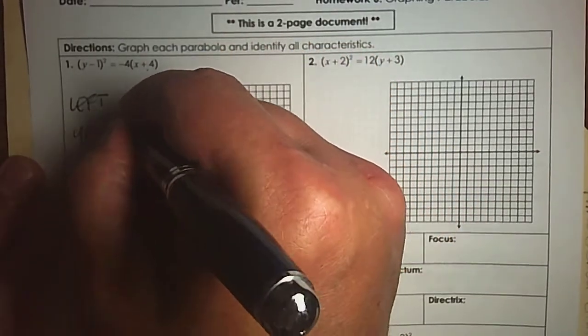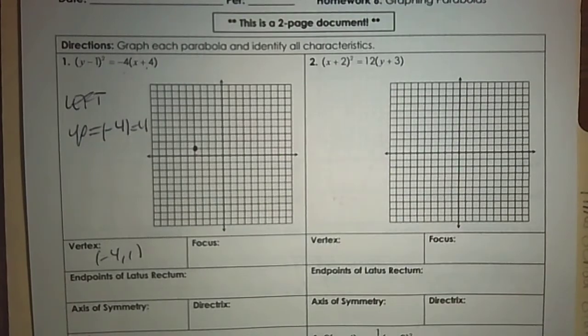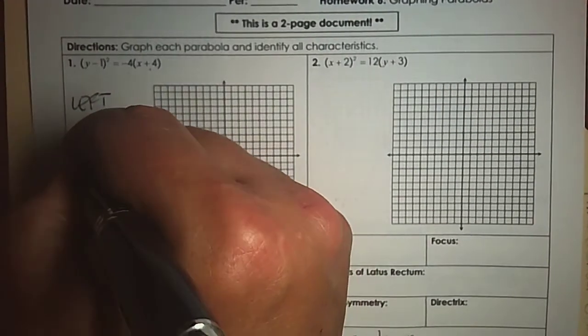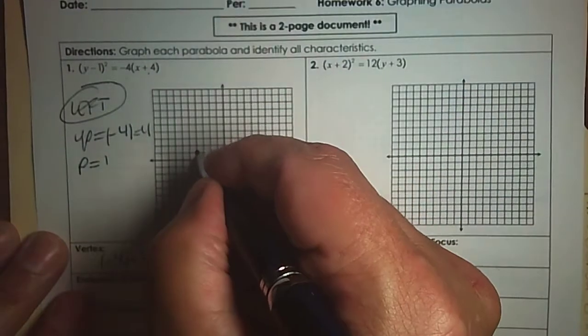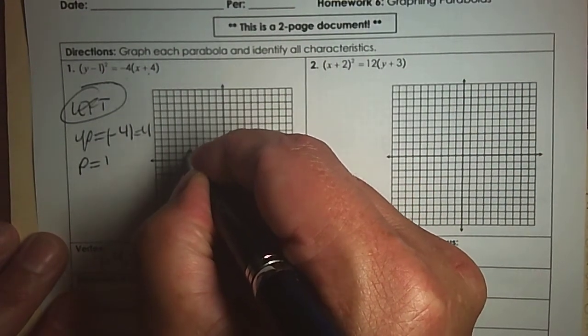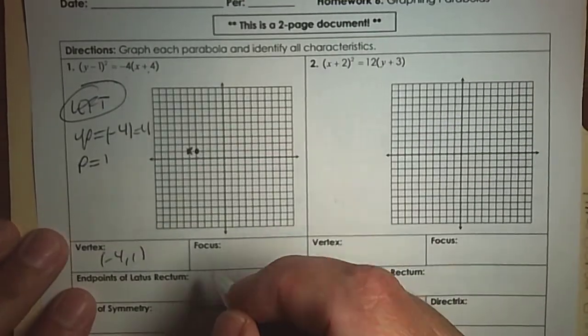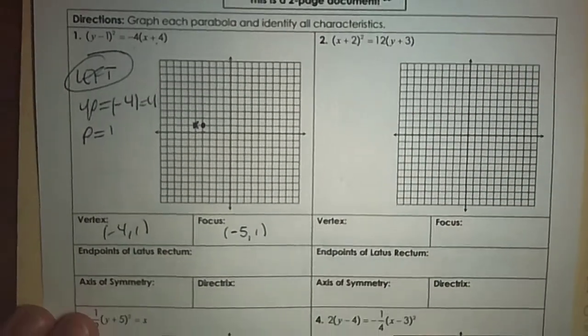Now I'm going to do the absolute value of that and understand the length of the latus rectum is 4 in total. So I'm going to split it in half when I do it. And then when I divide by 4, p is equal to 1, which is going to help me find my focus. Because it goes left, when I go from the vertex and go 1 left, that is my focus, right there. So I'm going to write that down. 1 left is -5 and 1.